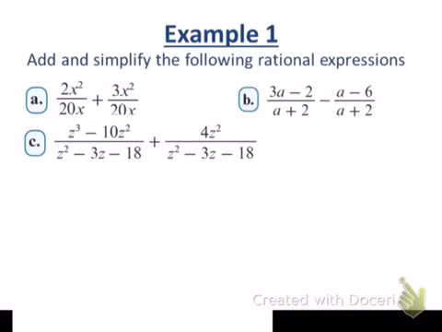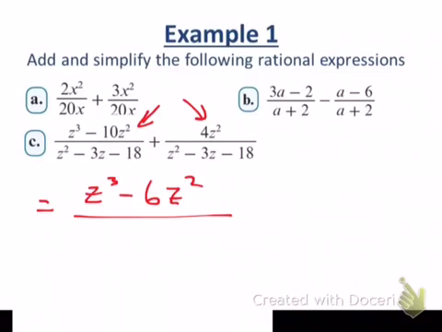Because we're adding, what can we do here? We don't have to change any signs. We just take this first numerator and add it to that. What do we get when we add those expressions together? Yes, z cubed minus 6z squared over z squared minus 3z minus 18. Now, why did I put an equal sign there? Because we're not finished, right? We have to see if this fraction can be simplified, and we simplify fractions by factoring and canceling common factors.